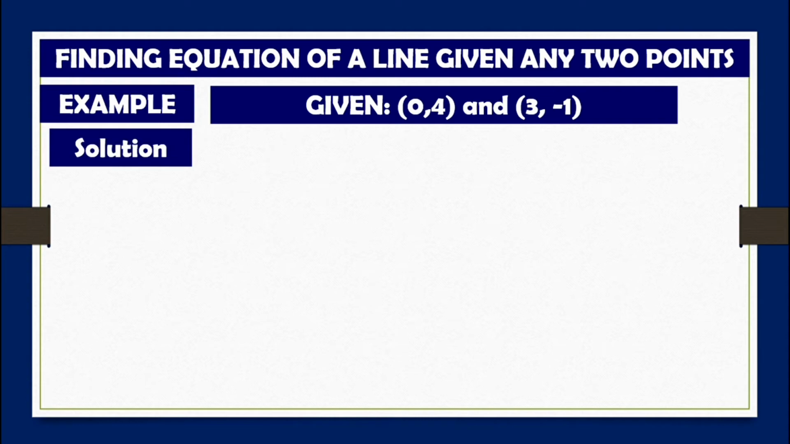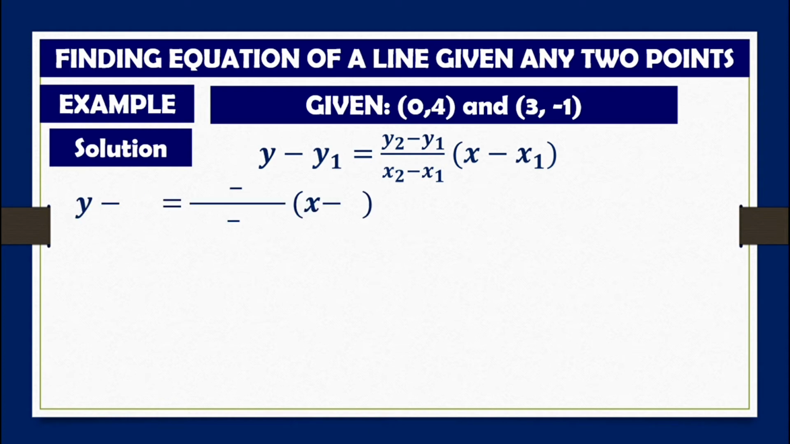Finding the equation of a line can be done if we utilize this equation. Y minus y sub 1 is equal to y sub 2 minus y sub 1 all over x sub 2 minus x sub 1 times the quantity x minus x sub 1. So kindly substitute the values of our coordinates. First, our y sub 1 is equal to 4, y sub 2 is equal to negative 1 minus y sub 1 which is positive 4, all over x sub 2 is 3 and x sub 1 is 0, times the quantity x minus x sub 1 which is equal to 0.